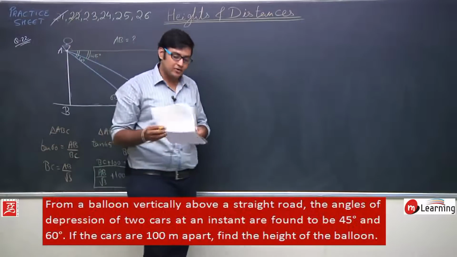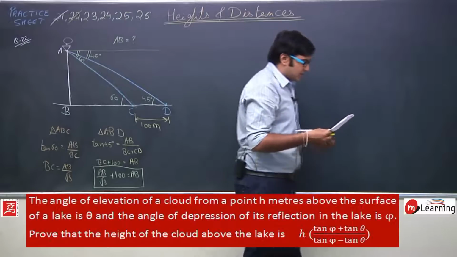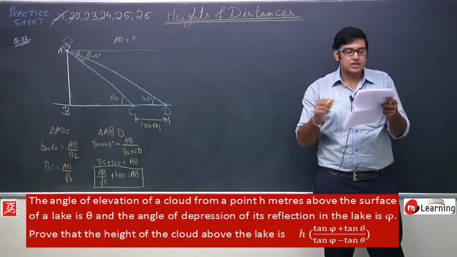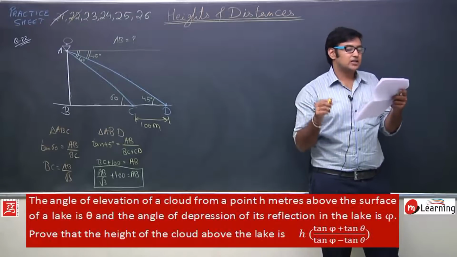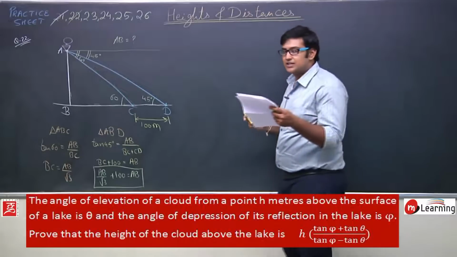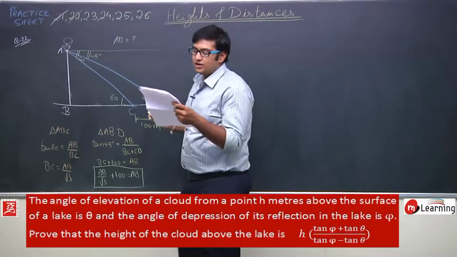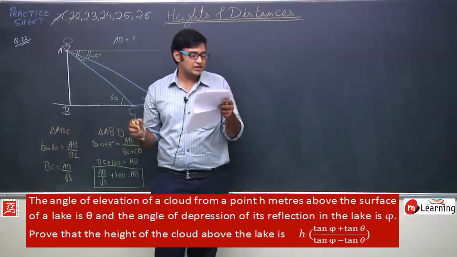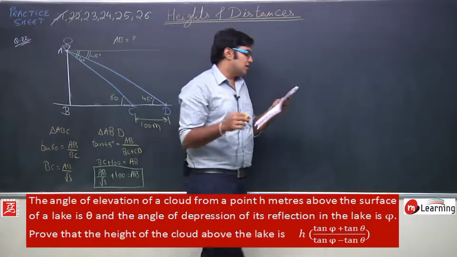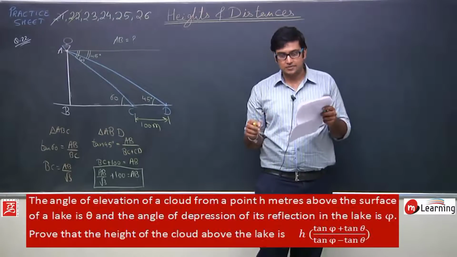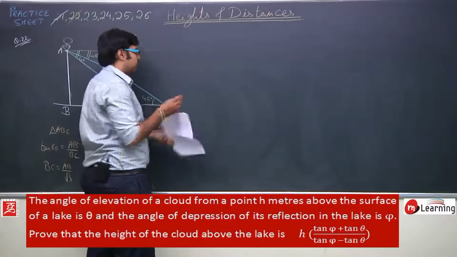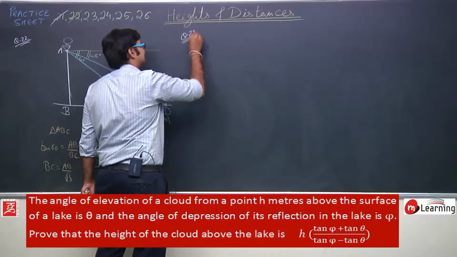Now let us move to question number 23. Question number 23 says the angle of elevation of a cloud from a point h meters above the surface of the lake is theta and the angle of depression of its reflection in the lake is phi. Prove that the height of the cloud above the lake is h times (tan phi plus tan theta) upon (tan phi minus tan theta). Okay, so this is a very interesting question. Let us solve it step by step.